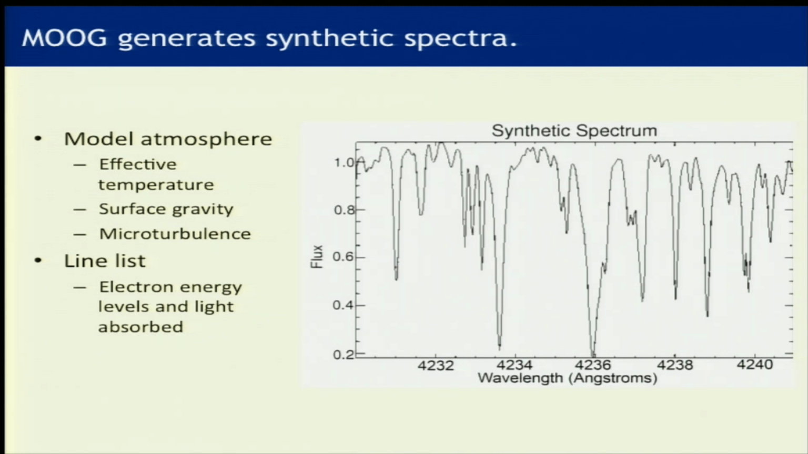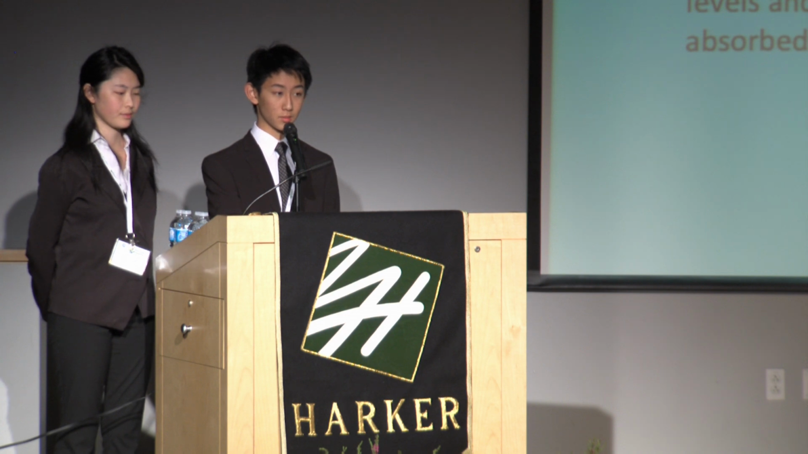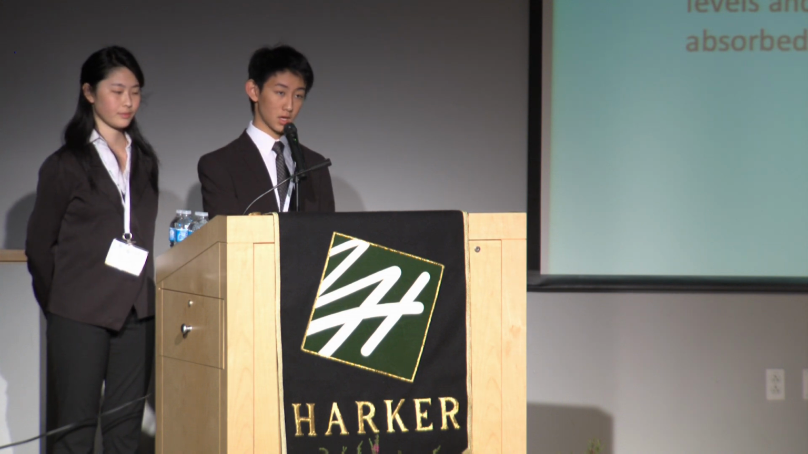The model atmosphere takes in parameters of the star that we're looking at. We have information about the effective temperature, the surface gravity, turbulence, and we can vary any information about the elemental abundance and isotopic ratio. And by varying these, we can determine the best fit.